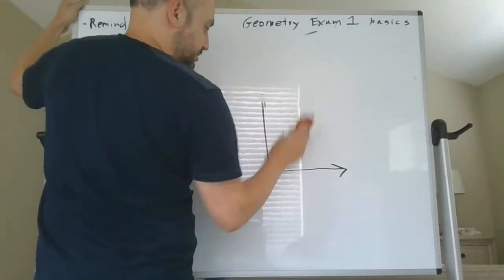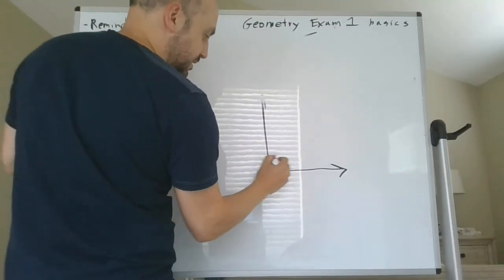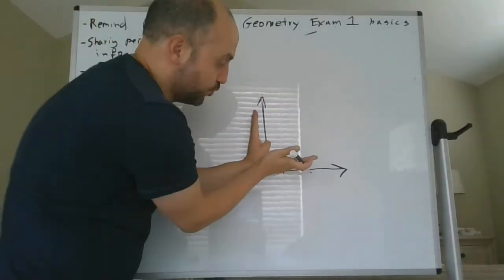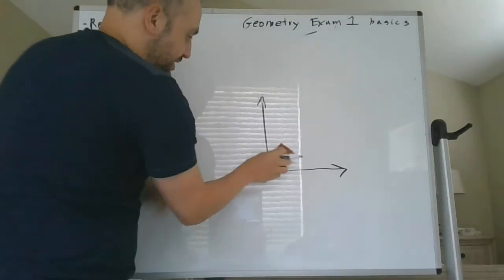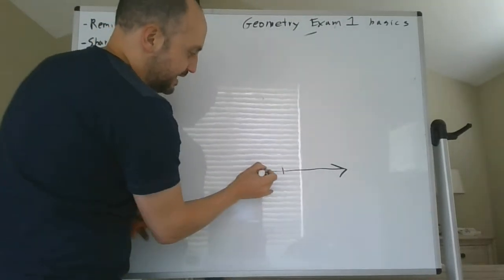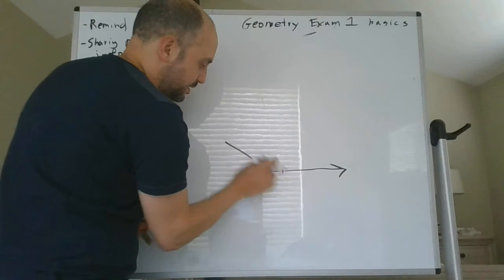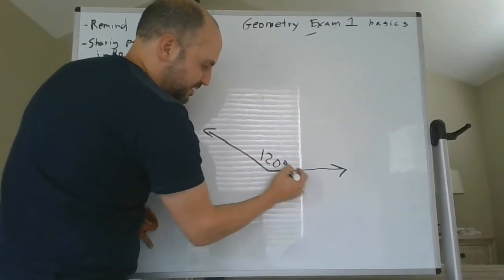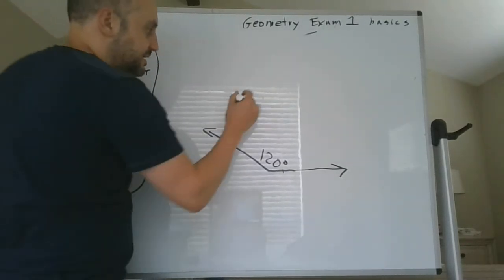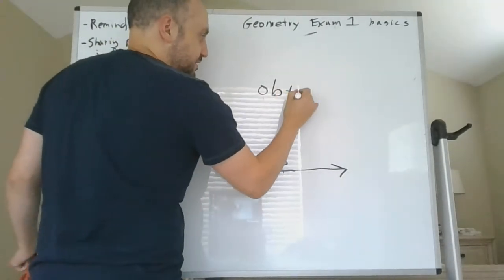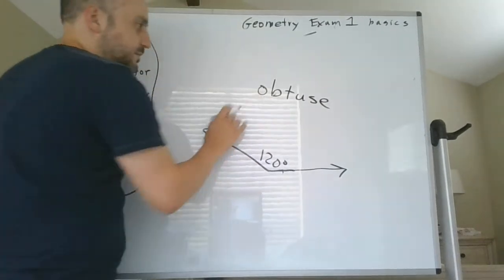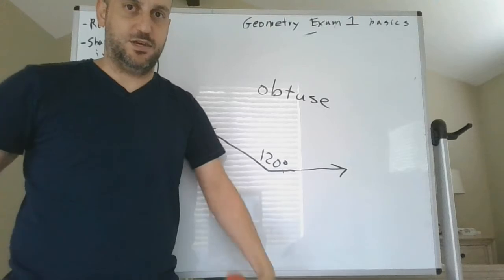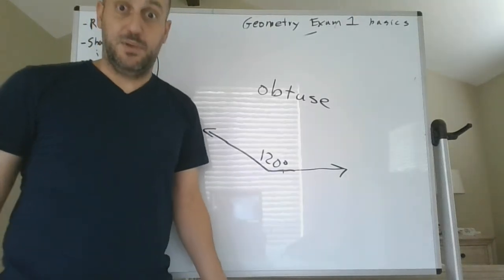Okay, so back to the 90 degrees. So now this is a 90-degree angle. What if it is not smaller than 90, but greater than 90? So let's try something like this, greater than 90. Something like this, 120 degrees. Simple. If it's bigger than 90, greater than 90, this is called obtuse. I like to think of it like obese, you know, like big, you know? So obtuse, bigger than 90.